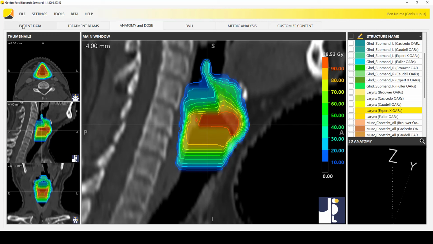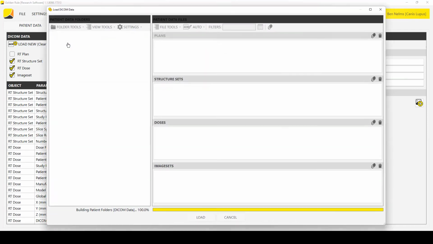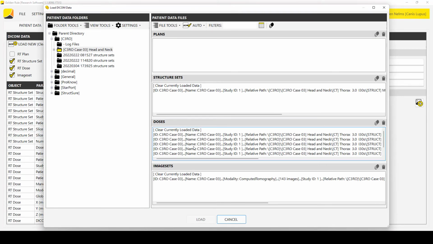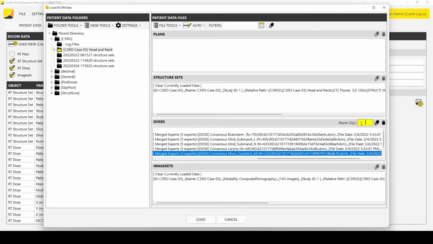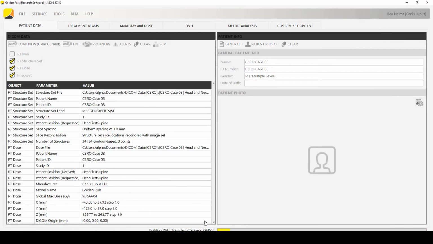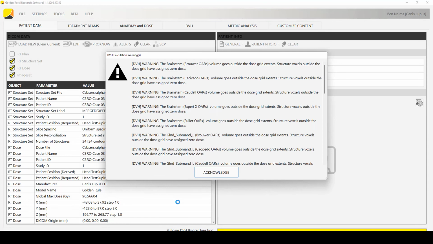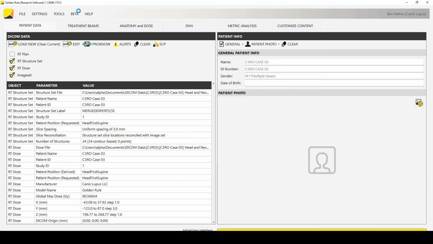Last but not least, the constrictor muscles, pharyngeal constrictor muscles. This could be an adventure. Again, all the physicians were given the same image set, the same instructions. I think the instructions were designed by the physician planning group with C3RO. So kind of like the real world.